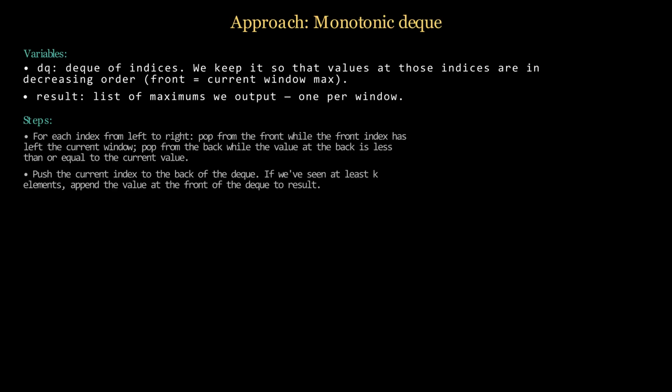Approach, monotonic deque. Variables, deque is a deque of indices. We keep it so values at those indices are in decreasing order, so the front is always the current window max. Result is the list of maximums we output.